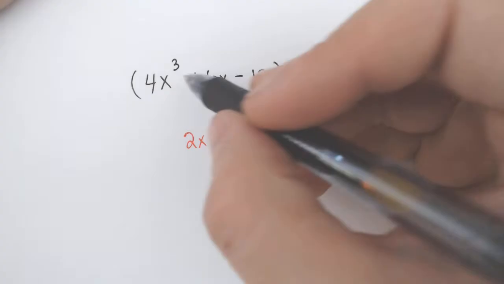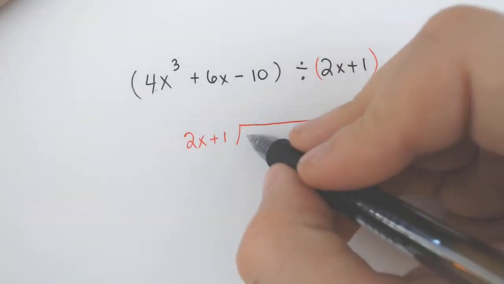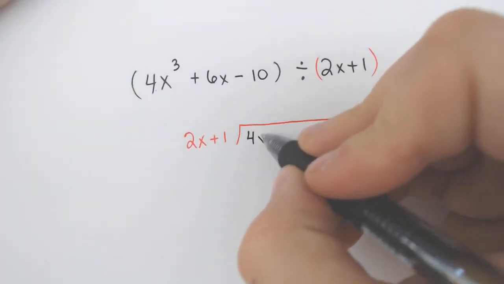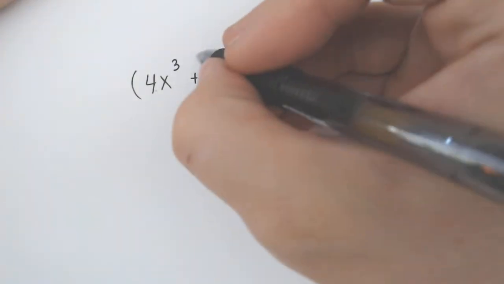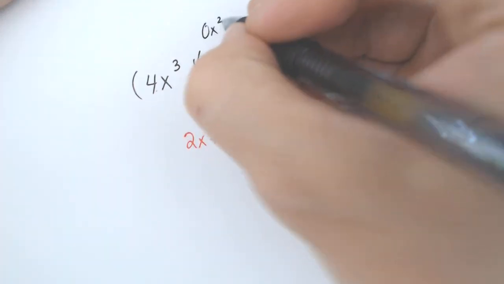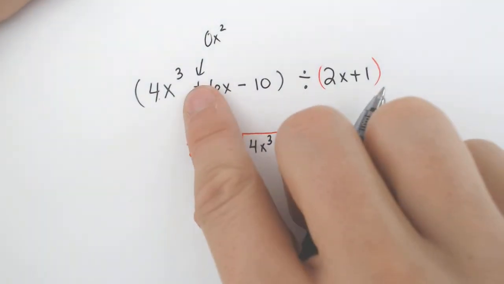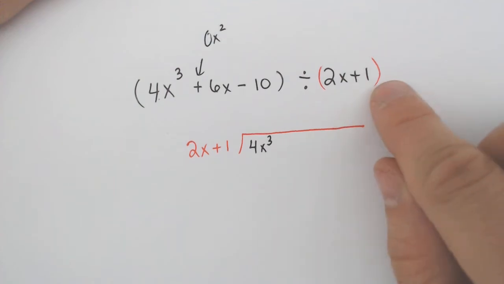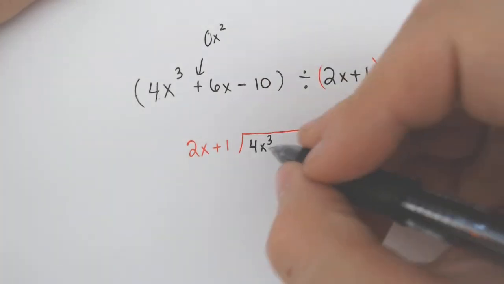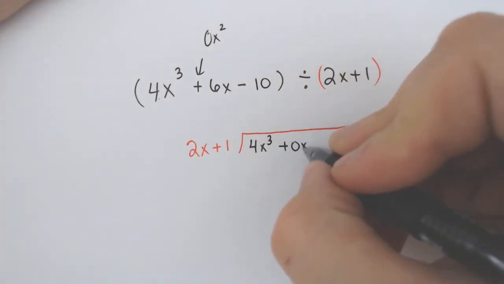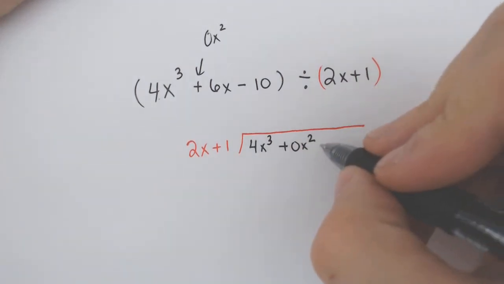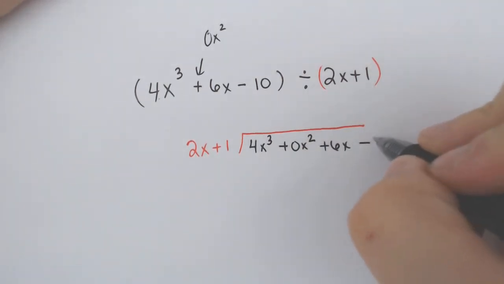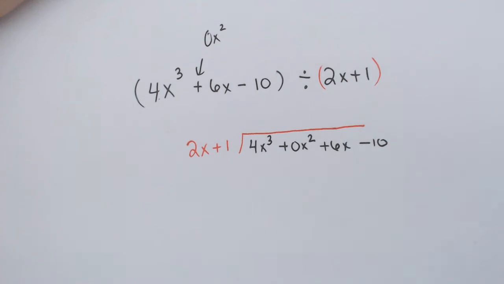All right? So we have 4x to the third. We would have to put that here, 4x to the third. We are missing an x squared. If you're missing a term with what you're dividing, or even with what you're dividing by, you need to put in a 0. So plus 0x squared, then plus the 6x, then minus the 10. So we have that, and we start the whole process.